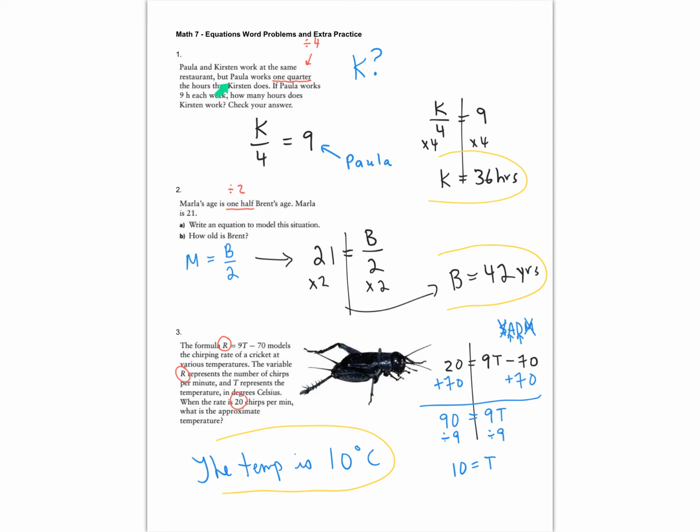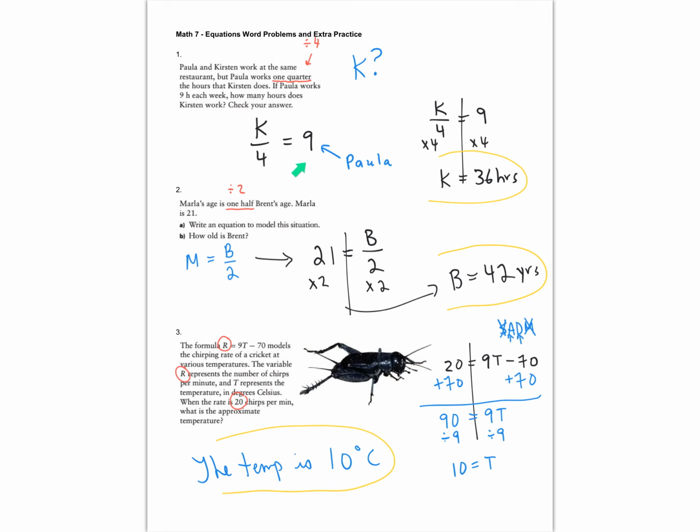Number one, Paula and Kirsten work at the same restaurant, but Paula works 1/4 the hours that Kirsten does. So not as much, right? So however many Kirsten works, Paula works 1/4, okay? And in math, when we see fractions, it's going to be this division sign, okay? So we're trying to figure out how many hours Kirsten works. So she's the unknown, but we know that when we divide the number of hours she works by 4, we're going to get what Paula works.